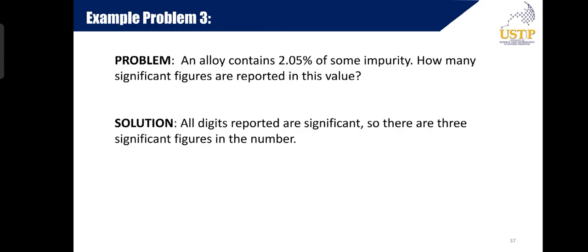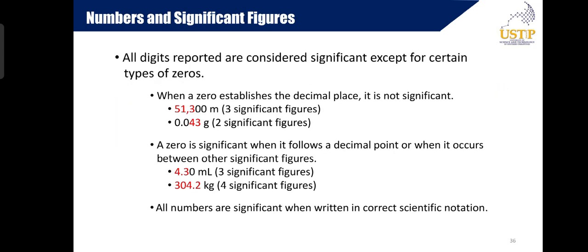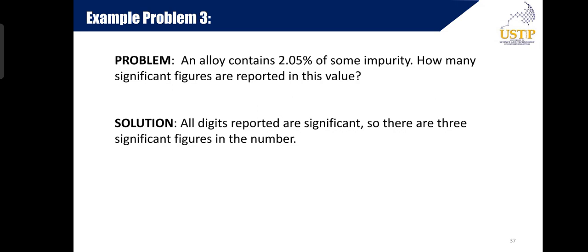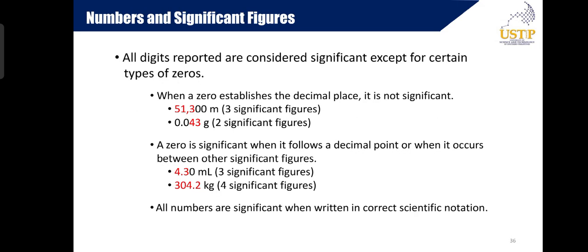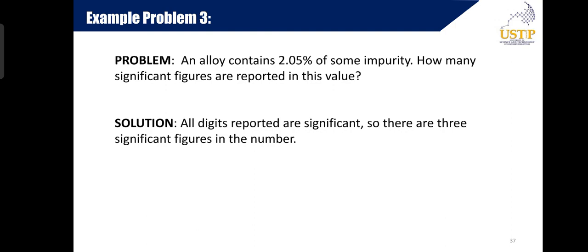So for example, an alloy contains 2.05% of some impurity. How many significant figures are reported in these values? If asked sa mga ingani, always go back to the rules sa significant figures. So the solution is that all digits reported are significant. So there are 3 significant figures in the number. Why? Because ang 0 is included kay gitungan siya sa 2 significant values, which is 2 and 5. So there are 3 significant figures in the following problem.